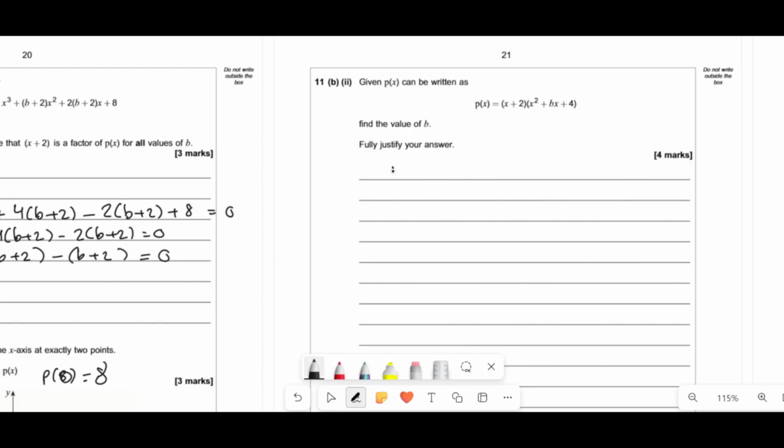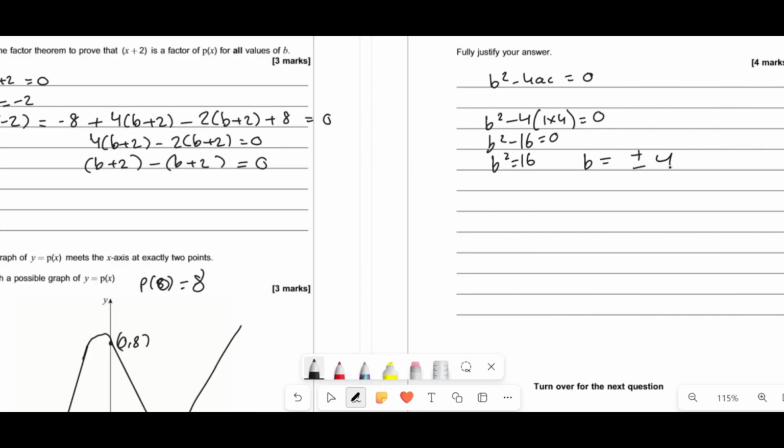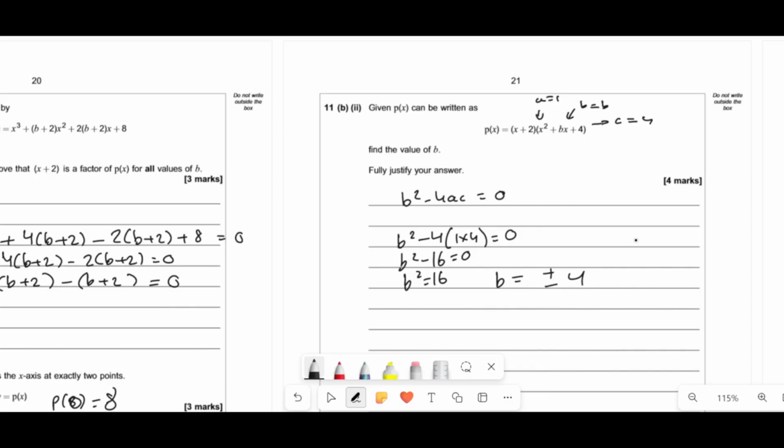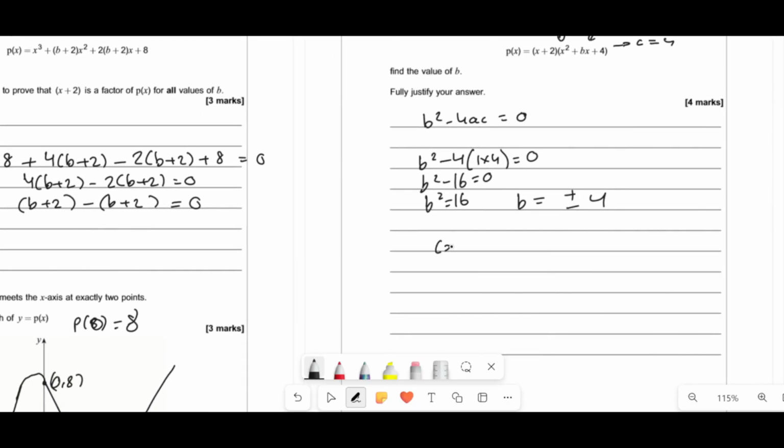So what we can say is that b squared minus 4ac equals 0. And if we just list out what we've got, a is 1, b is b, and then c is 4. So that means that b squared minus 4 times 1 times 4 equals 0. So b squared minus 16 equals 0. So b squared equals 16. So that means that b must equal plus or minus 4. We need to figure out which one of these would make it work. So if b was plus 4, it'd be x squared plus 4x plus 4. Or it could be x squared minus 4x plus 4.